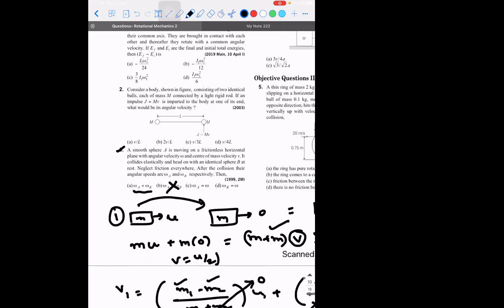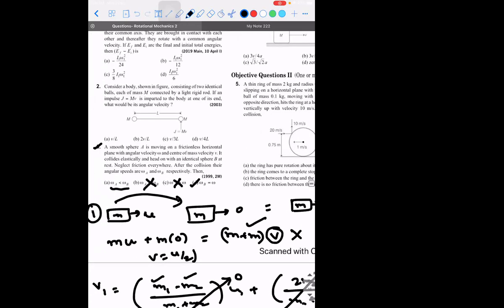Answer is no. Omega B is equal to omega means the second object has acquired the initial velocity of the first object. Is that right or wrong? It's right, sir. So in comparison of A and D, which is more precise? Option D. That's the answer. Okay.